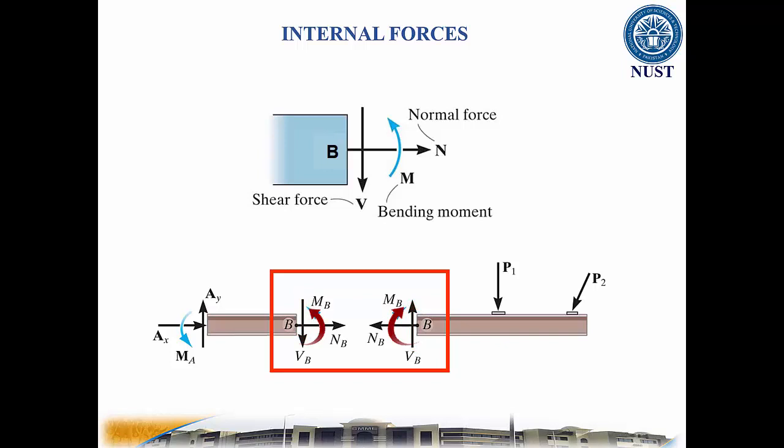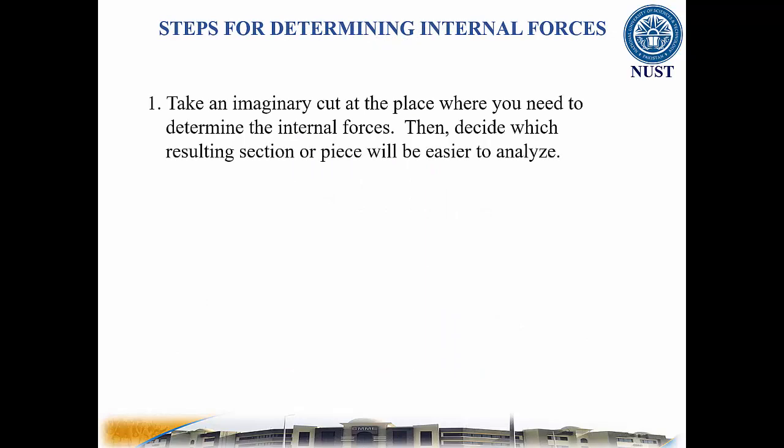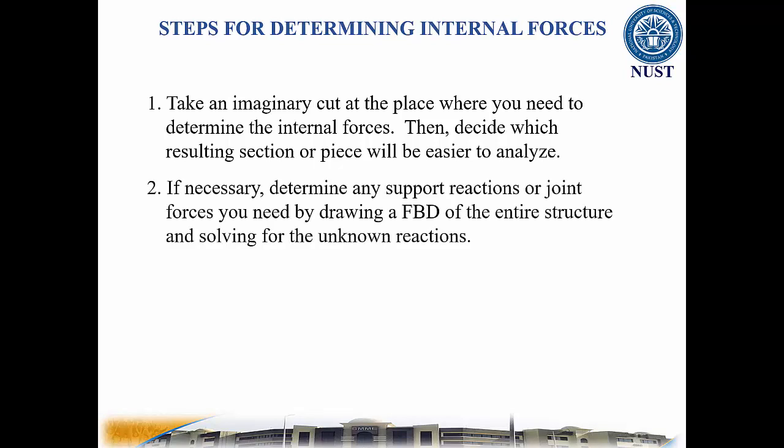The loads on the left and right sides of the section at B are equal in magnitude but opposite in direction. This is because when the two sides are reconnected, the net loads are zero at the section. Here are the steps for determining internal forces. Take an imaginary cut at the place where you need to determine the internal forces, then decide which resulting section or piece will be easier to analyze. If necessary, determine any support reactions or joint forces.